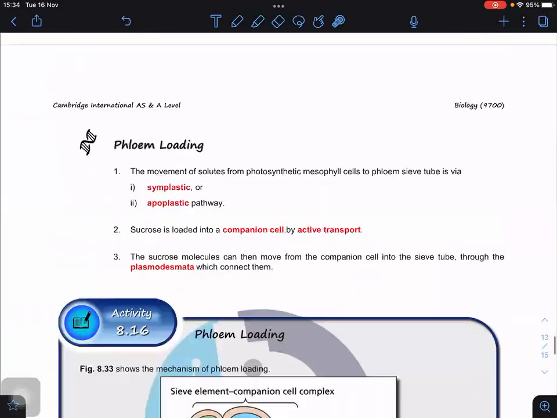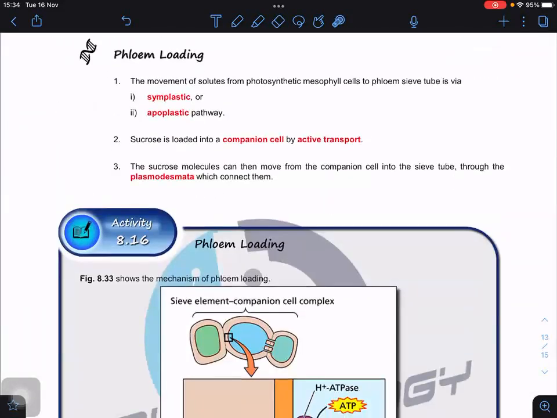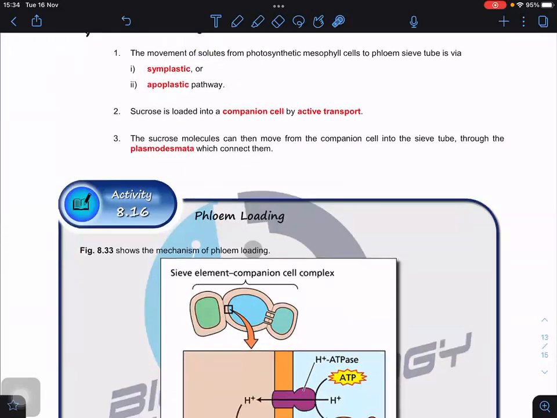Now we look at what phloem loading is. Phloem loading is very, very important, because without phloem loading you won't be able to generate the hydrostatic pressure gradient. The movement of the solute or assimilate from the photosynthetic mesophyll cells into the phloem sieve tube can be either by the symplastic or apoplastic pathway. They follow water molecules.